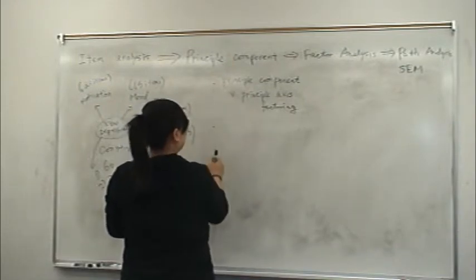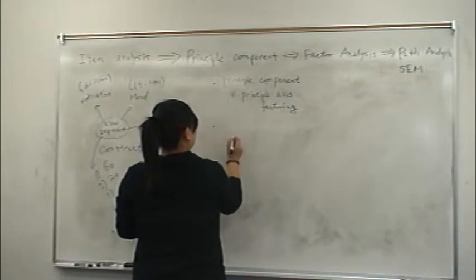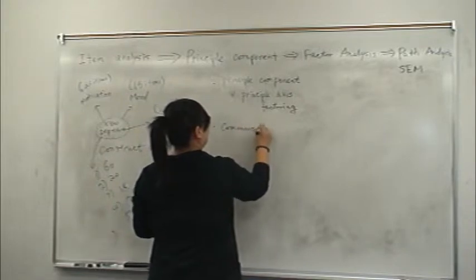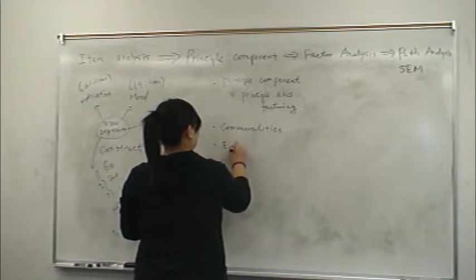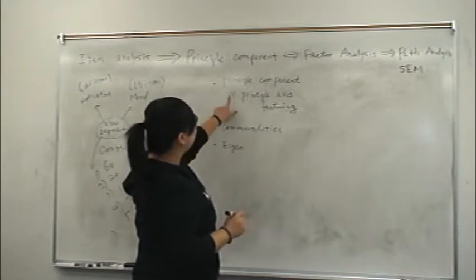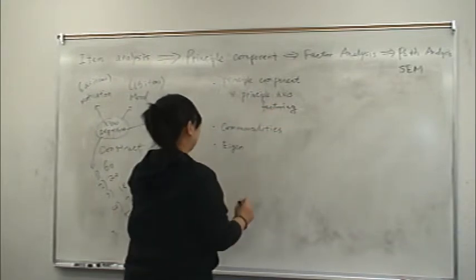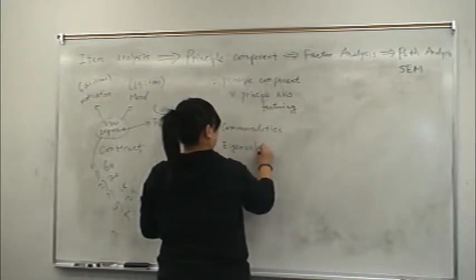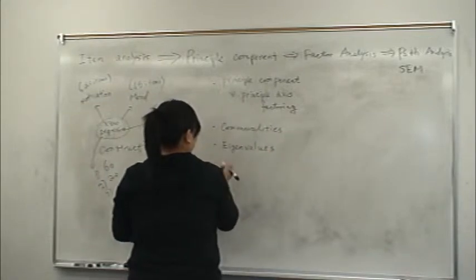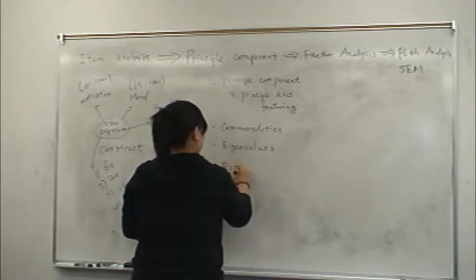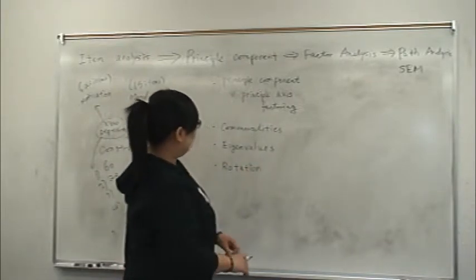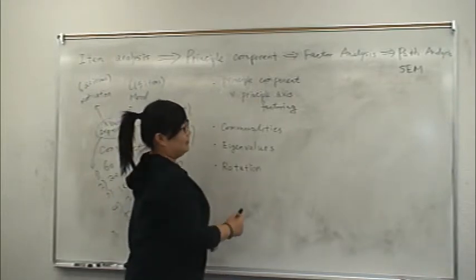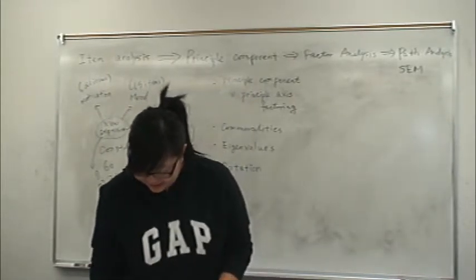This V here is versus. So the first one is principal component versus principal axis factoring.